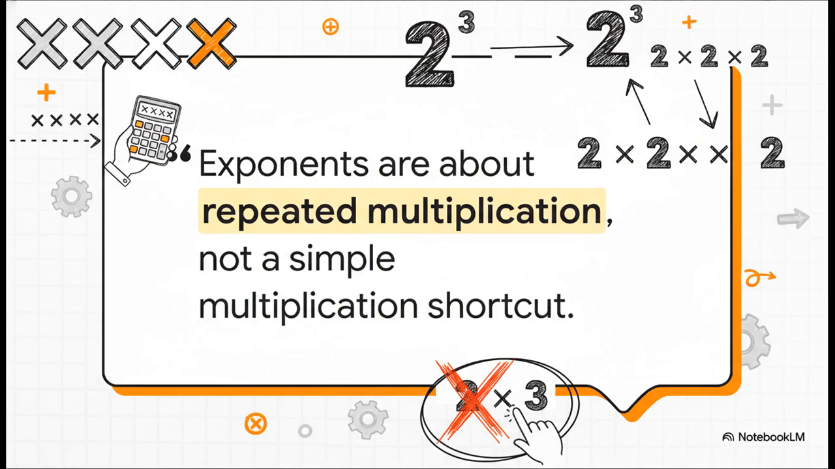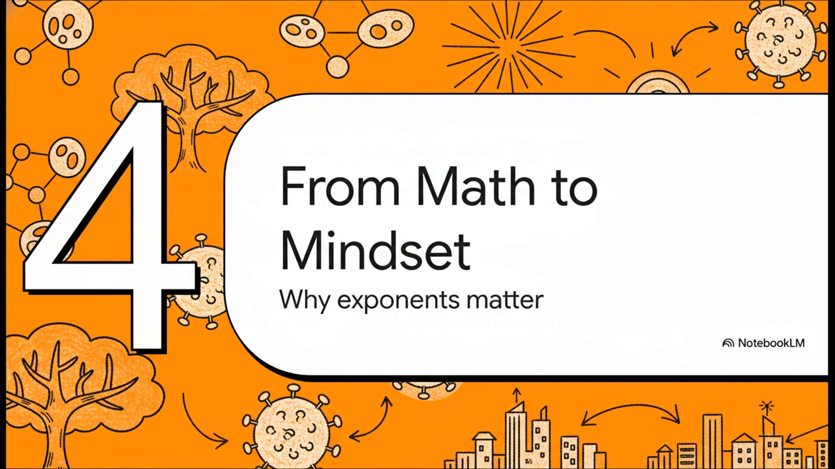So the crucial point is really this. You have to always remember that exponents are about repeated multiplication. They are not a simple shortcut for multiplying the base and the exponent together. If you can remember that one rule, you've avoided the number one pitfall for sure. Okay, so we know how they work. But why does any of this actually matter? Let's connect this abstract math concept to the real world, where you actually see exponents in action all the time.